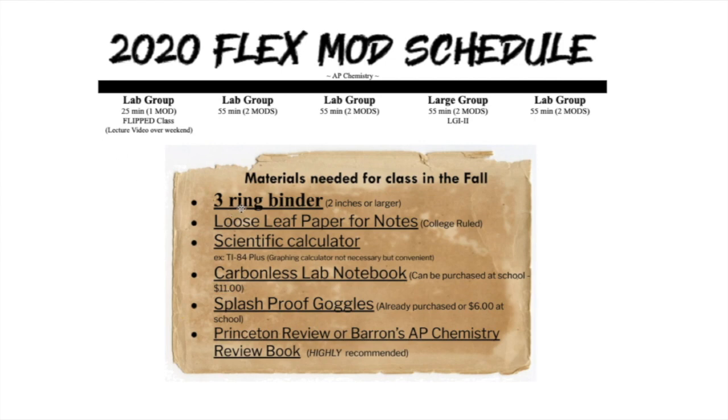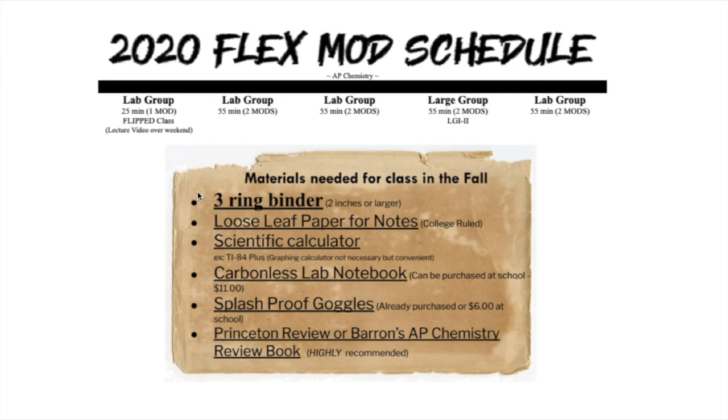Cannot emphasize this enough. Materials for this fall. You need a 3-ring binder with loose leaf. This is not an option. I do not want a folder with a notebook. You need a binder, not an option. I wrote 2 inches or larger, but honestly, most students say that at least the 2.5 inch or the 3 inch by the ending of the year is probably the most effective.